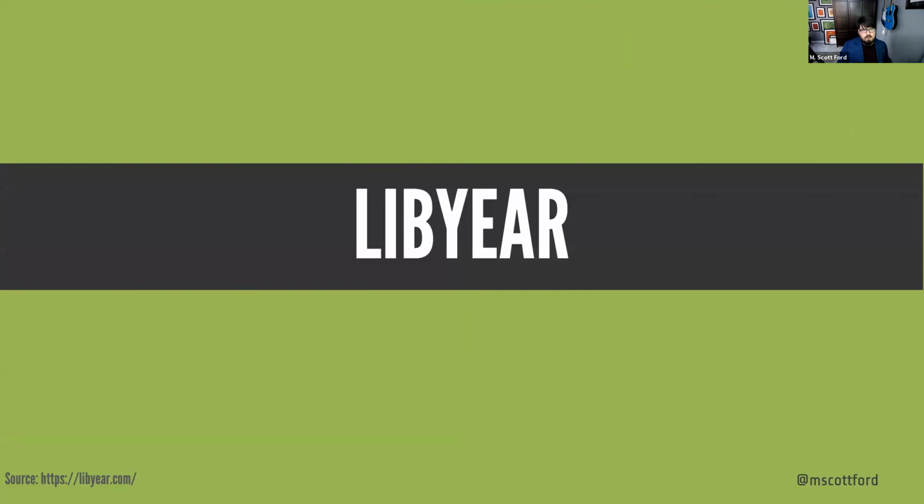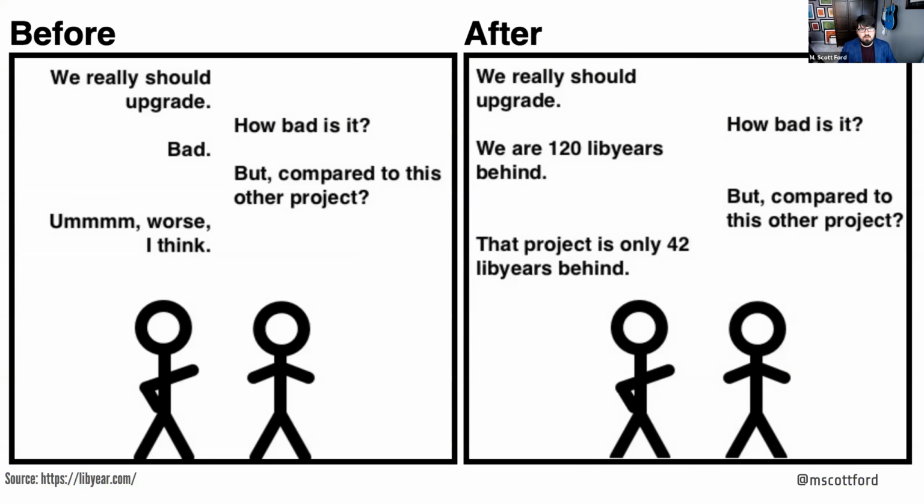So one way to make the problem more visible is to use a metric. One of the metrics that I stumbled on is called LibYear. And I think this little comic, from their website, is a great way to describe LibYear. The idea is that it's just a metric to help you compare and contrast different projects: how bad is this project in terms of how out of date it is? Well, it's this many LibYears behind.